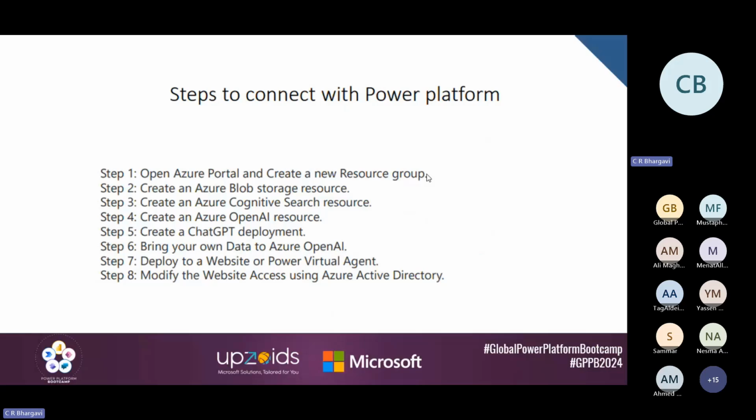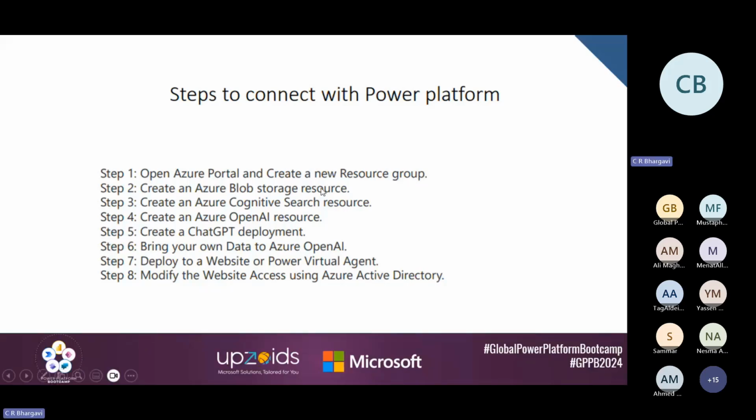So what are the steps for connecting it with the Power Platform? First, we have to go to the Azure portal, and then we have to create a resource group as well. Once the resource group is done, we should then be creating the Azure Blob Storage, and then the Cognitive Search resource.